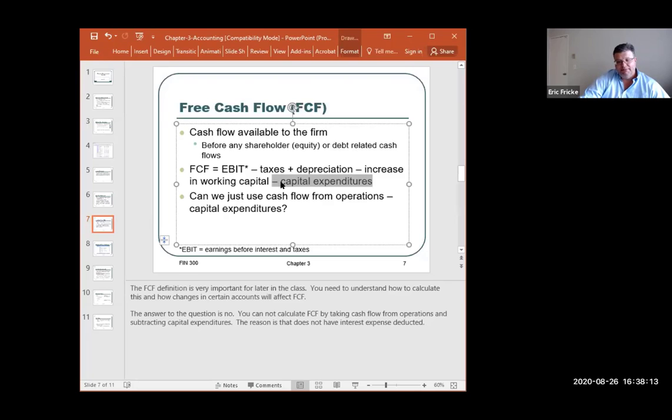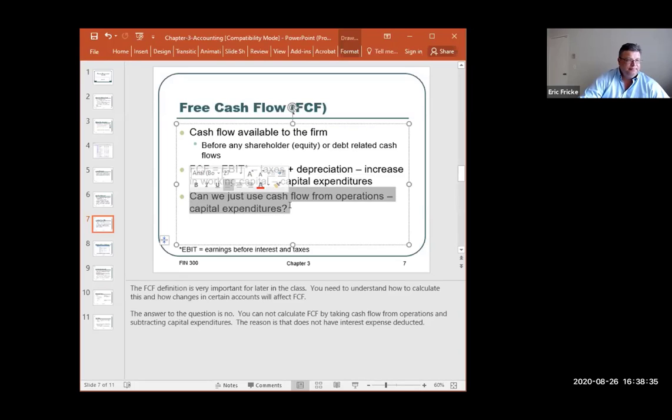And so in the problem, I'll tell you what capital expenditures are, and you would just plug that number in right here and not worry about the negative sign. It's already built into the equation. Just use it as is in the equation. I'm going to skip this question here.